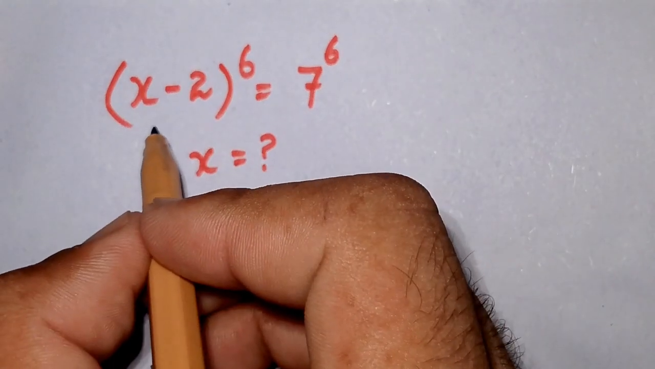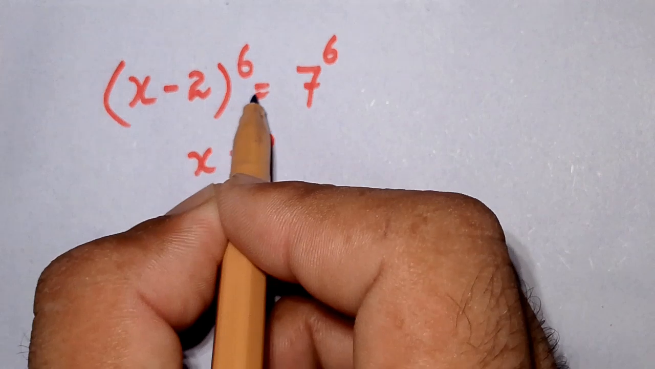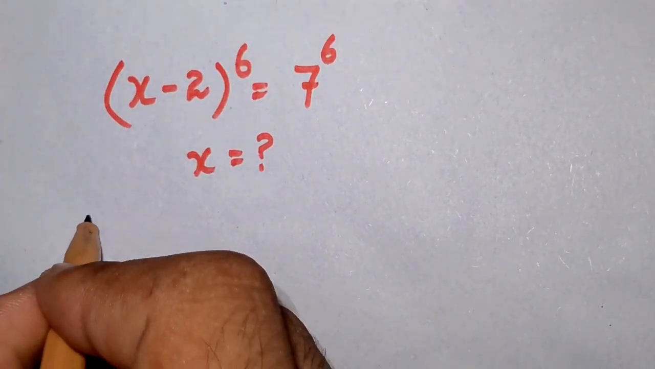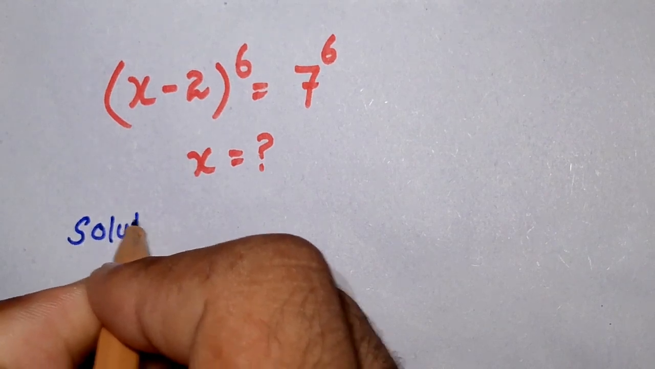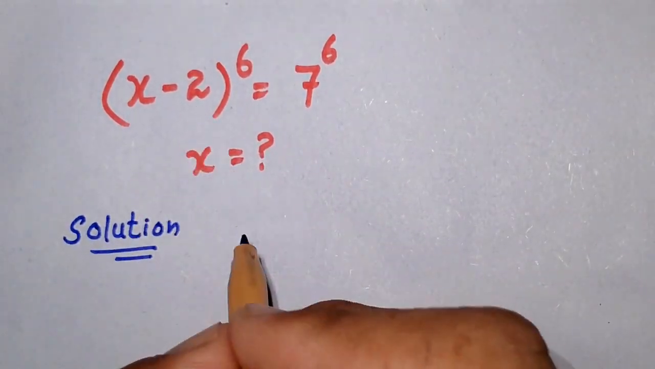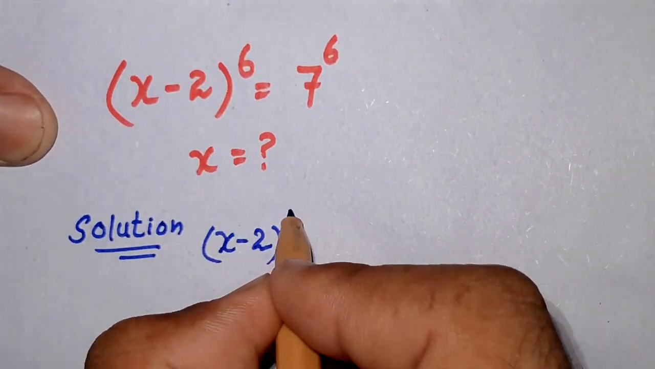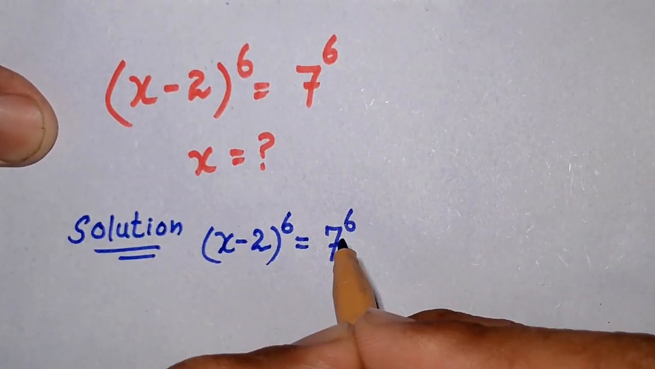We have to solve the most interesting maths question, that is (x − 2)^6 = 7^6, and we have to find the value of x. Solution. The question is (x − 2)^6 = 7^6.